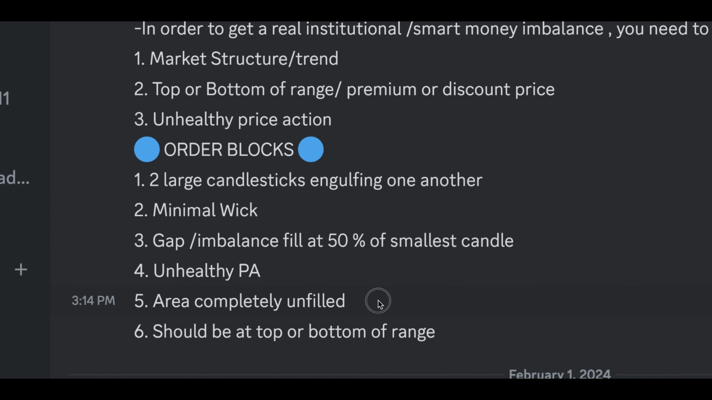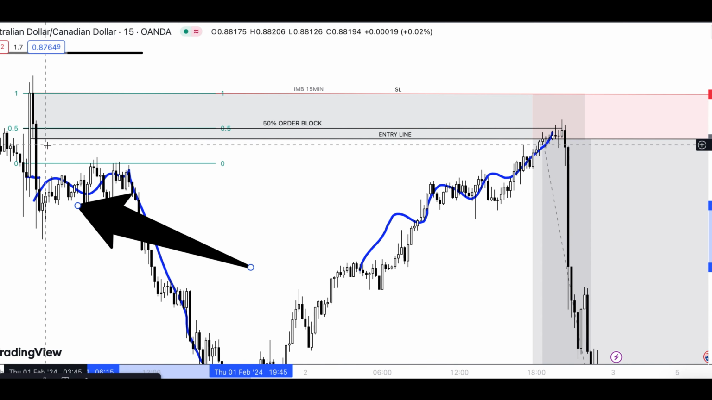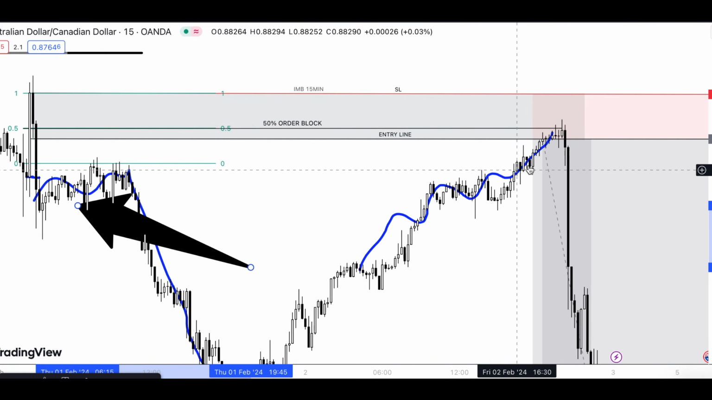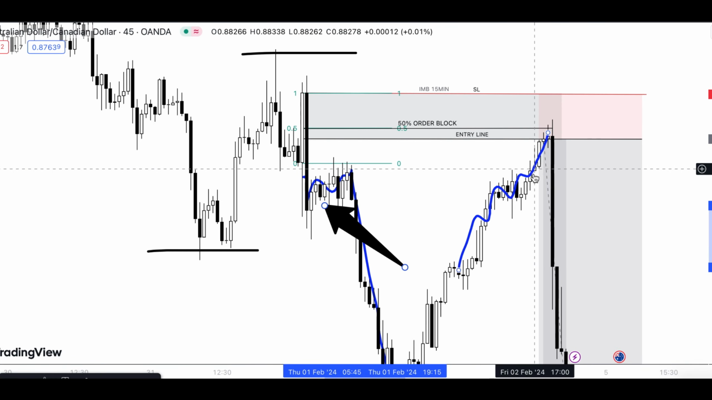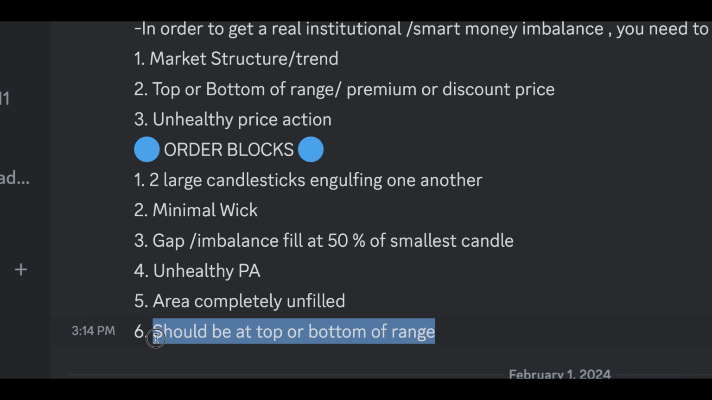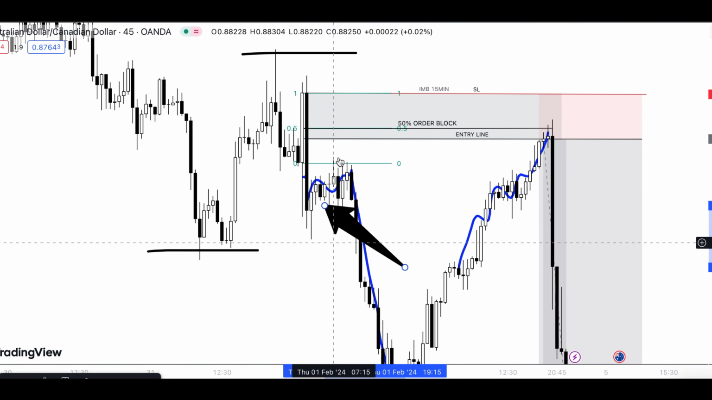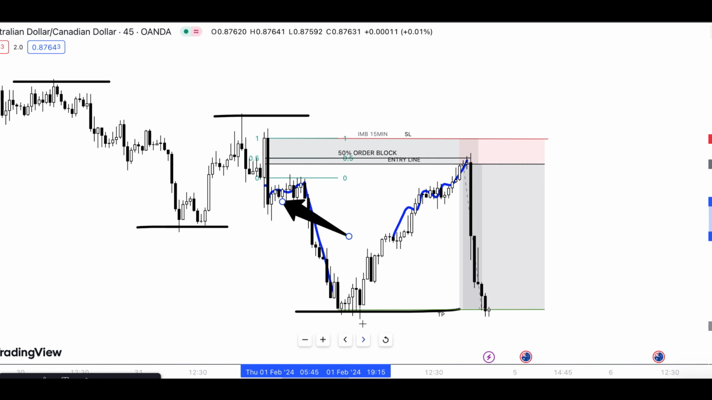Our next rule is area completely unfilled. In that order block and in that imbalance area, no price came up and filled it earlier, prior to this. On the 45-minute, the same goes here. Before price reached here, nothing filled this area until today. Then your order block should be at the top or bottom of the range, and that goes for your imbalance as well. This was the top of the range, and what is our range? Our current high here and our current low there, okay?